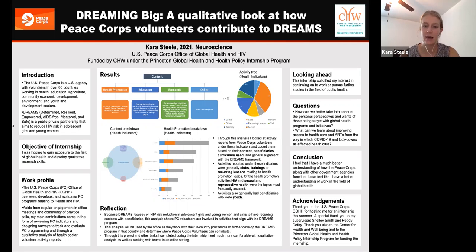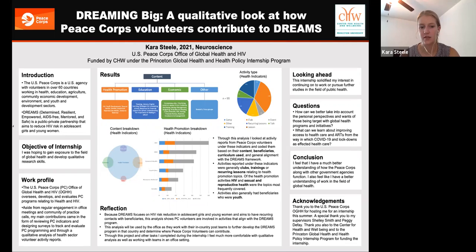Finally, my independent project, which I will present some results of today, was a qualitative analysis of volunteer activity reports under a subset of the Peace Corps indicators, because I was hoping to better understand the role that Peace Corps volunteers are playing in activities that are similar to the activities under the DREAMS program.